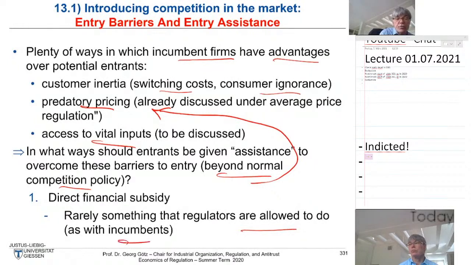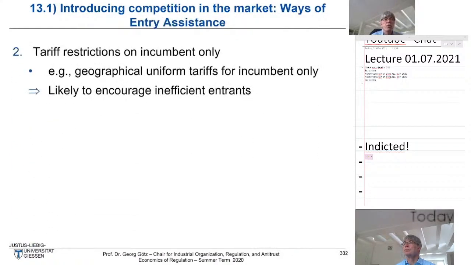We often cannot pay any subsidies to incumbents, and very often they don't pay subsidies to entrants as well. So usually you don't do this. You might have tariff restrictions on the incumbents only. So you might have, what I already told you, these geographically uniform tariffs for the incumbent only. The point is then you run into this trouble. So the incumbent is not allowed to reduce its price in some areas.